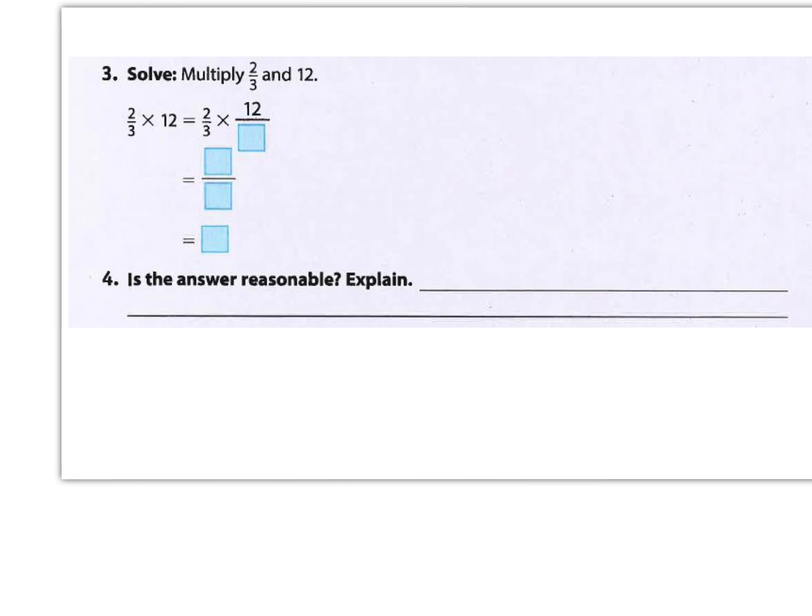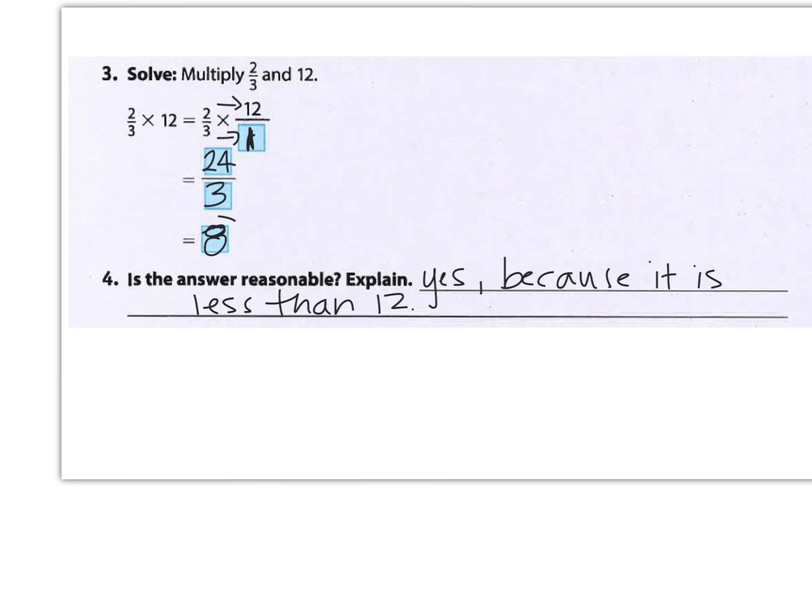So what we're going to do, it says multiply 2/3 and 12. So when we multiply 2/3 times 12, we do 2/3 times 12 over 1. So then we multiply the numerators. Remember, 2 times 12 is 24. And then you do 3 times 1 is 3. And then you have 24 over 3, so 24 divided by 3 is 8. So is the answer reasonable? Yes, because it is less than 12. So your final answer is 8.